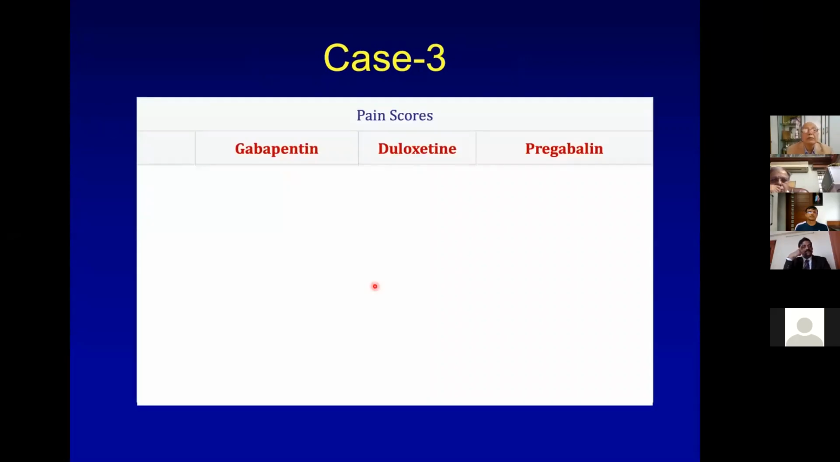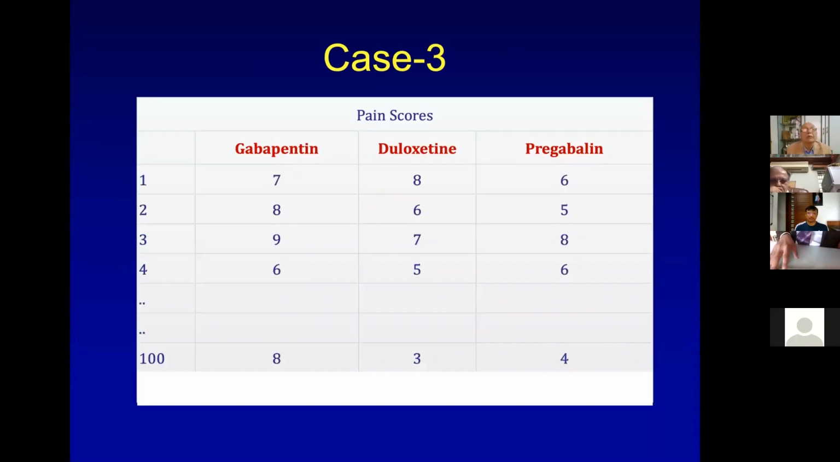I'm not describing the case here. It's evident. Three different drugs. We're looking at neuropathic pain and pain scores, with gabapentin, duloxetine, and pregabalin. This is not cardiology, but I'm sure patients would be taking these drugs, particularly those with diabetes. There are actually 300 patients here. They've been randomized to gabapentin, duloxetine, and pregabalin, and these are the pain scores. The higher the number, the more the pain.